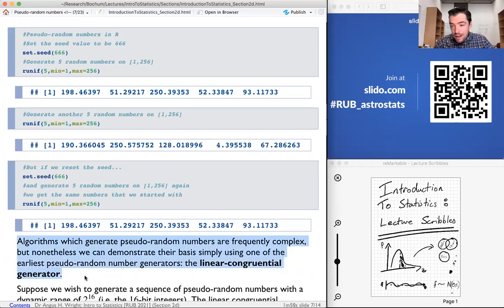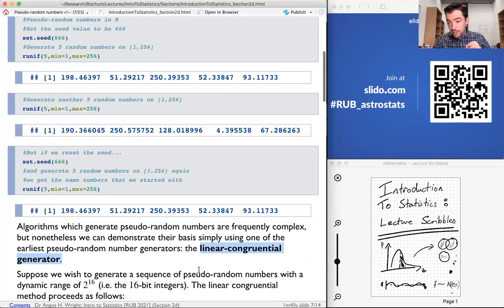Nowadays, there are algorithms that generate pseudo-random numbers that are extremely complex, that generate very, very high quality pseudo-random numbers, and we're going to talk about them in a second. But there are also ones that are very, very simple at heart. One of them is called the linear congruential generator. And we're going to create our own random number generator right now.